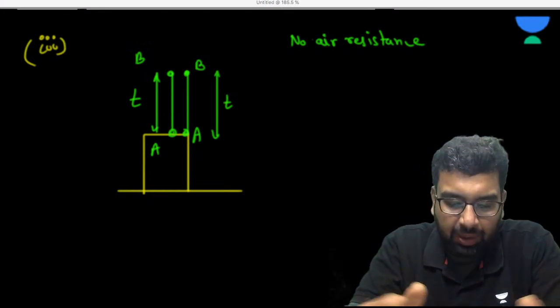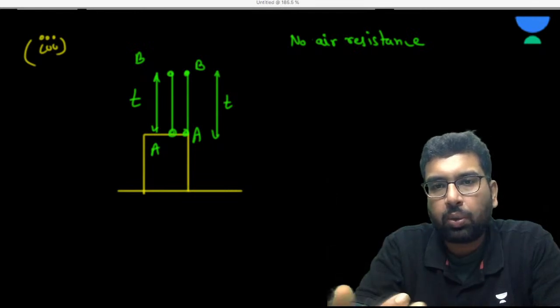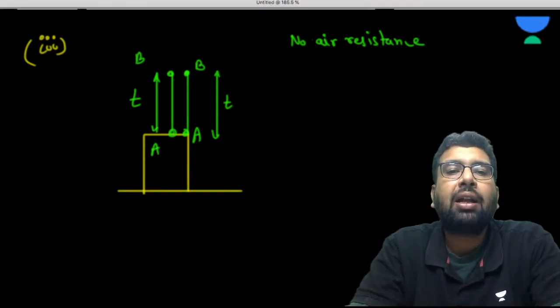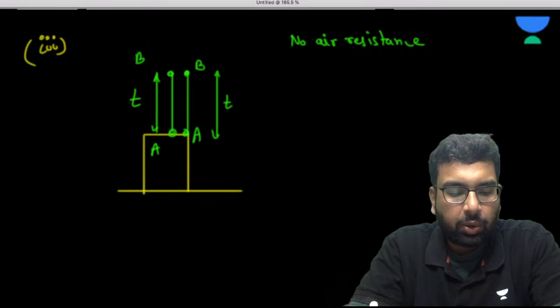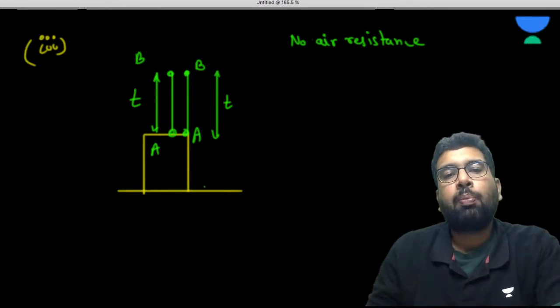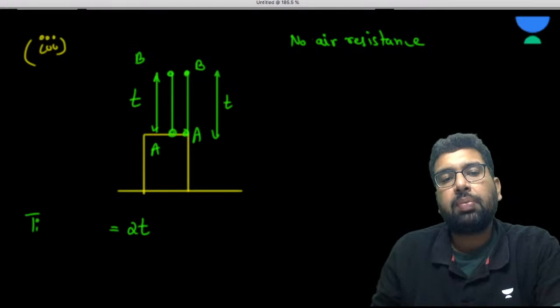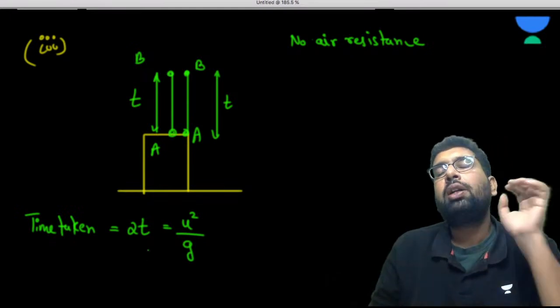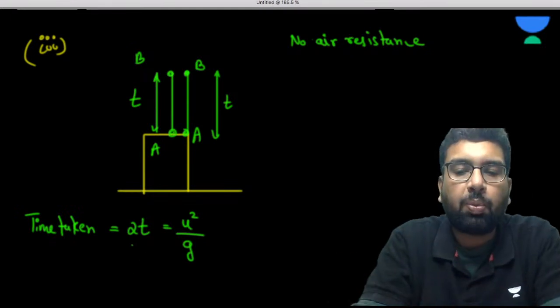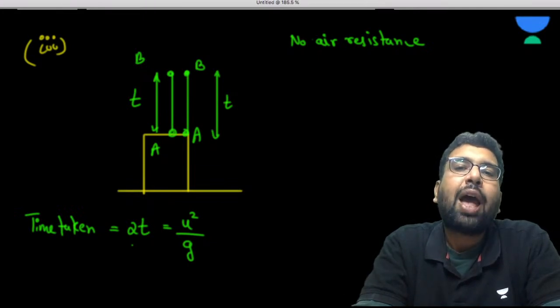If nothing is mentioned, we always ignore the air resistance. But in practical, there is some drag, some friction by the air. So what is going to be the time it requires? From A to B, then from B to A, so it will take 2T. Time taken by it to reach back the original position is going to be 2T. So it is going to be U square by G, because the small t is U square by 2G.